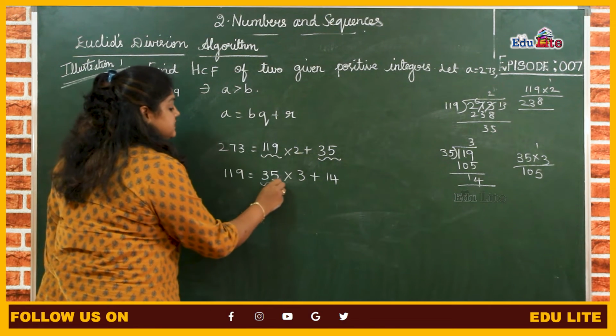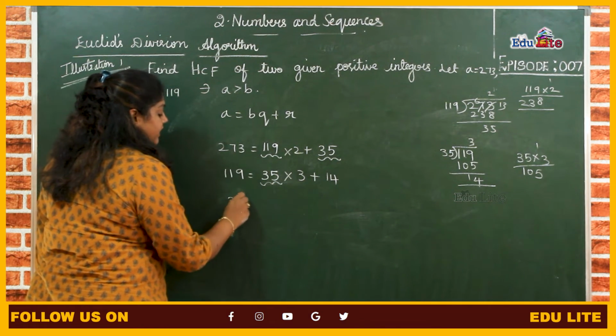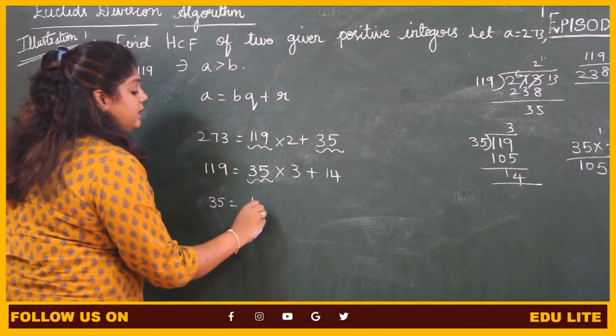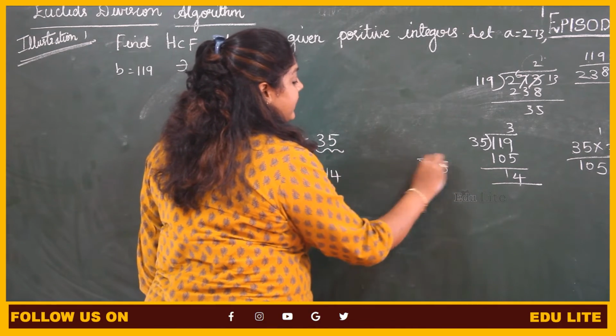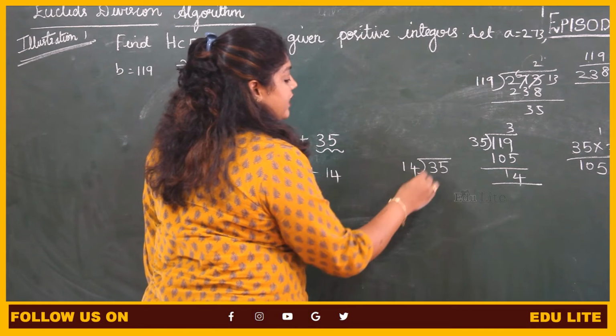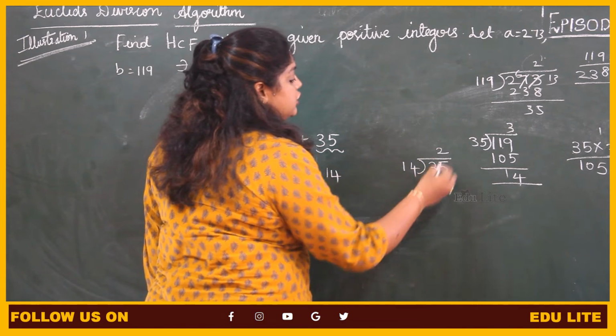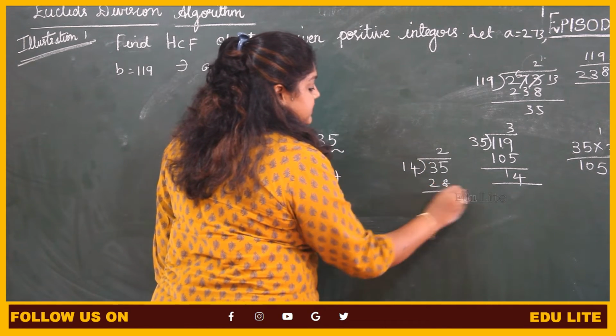Now this 35 will become the dividend and 14 will become the divisor. Now we have to divide 35 by 14. So what quotient can we choose? We can choose 2, which gives 28.